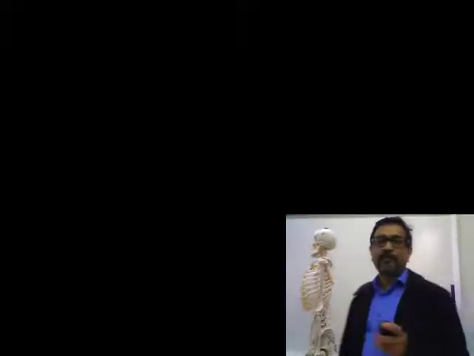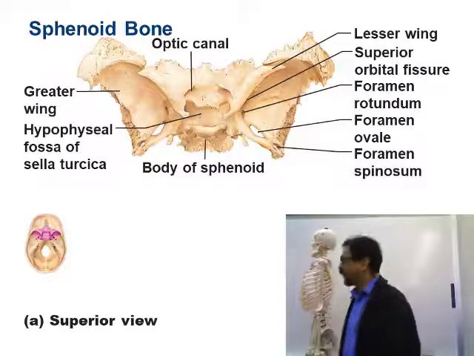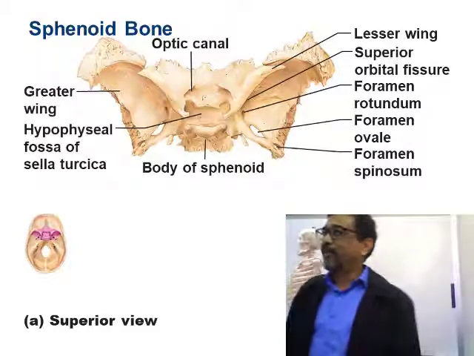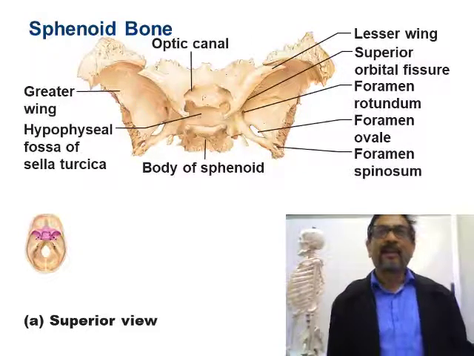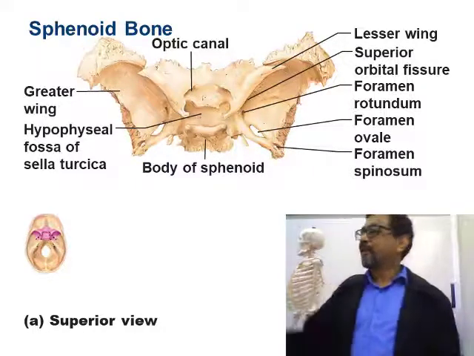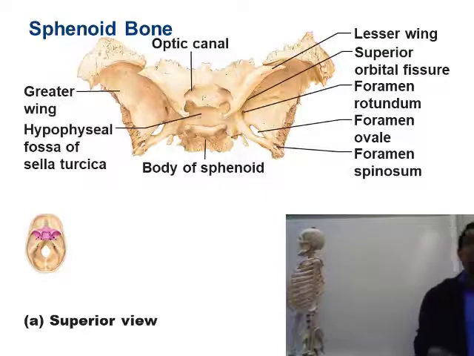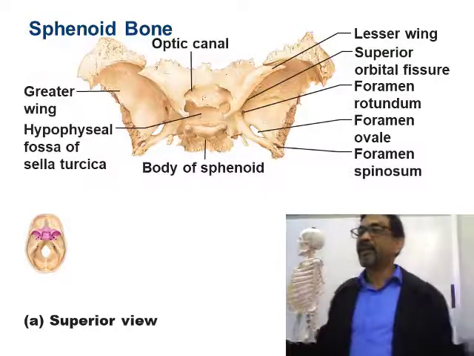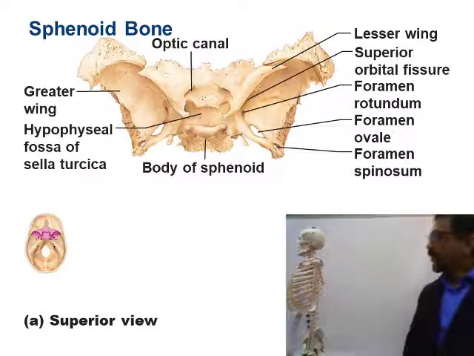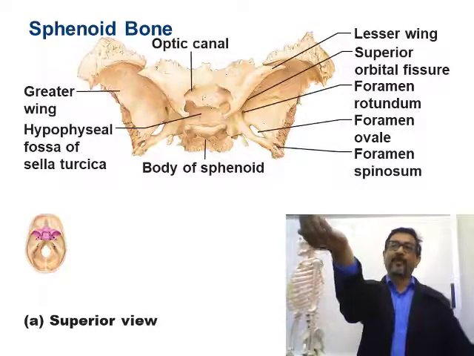This is the sphenoid bone. It looks like a butterfly or bat. So, since it looks like a butterfly or bat, it has a body in the middle and wings at the sides. So, how many wings it has? It has 4 wings, 2 pairs. 2 are greater wings, those are larger, and 2 are lesser wings, those are smaller. And a body.